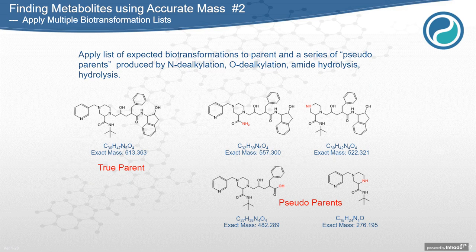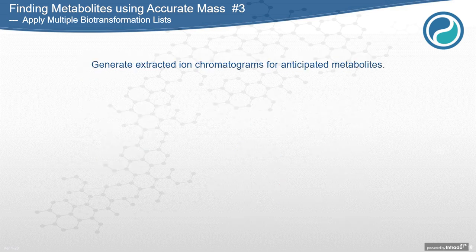What we also do is we actually conduct, theoretically, N-dealkylations, O-dealkylations, amide hydrolyses, things of this nature on the parent molecule and get what I call pseudoparents and apply this list of potential metabolites to each of these. As you'll notice looking at the exact masses of these ions, the mass shifts quite substantially in these differences. So we're trying to make sure we don't miss anything as a result of a secondary or tertiary metabolic process. So having done that, we'll get the data we see in the next slide.